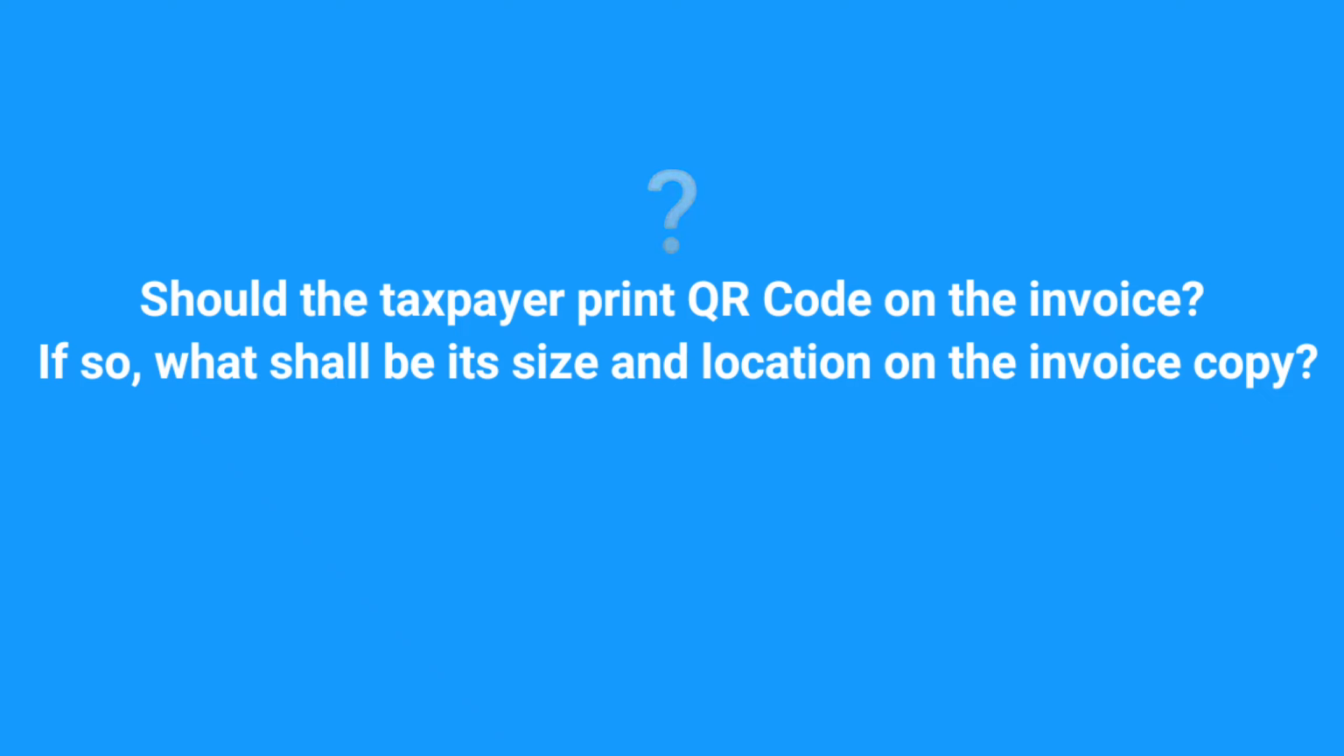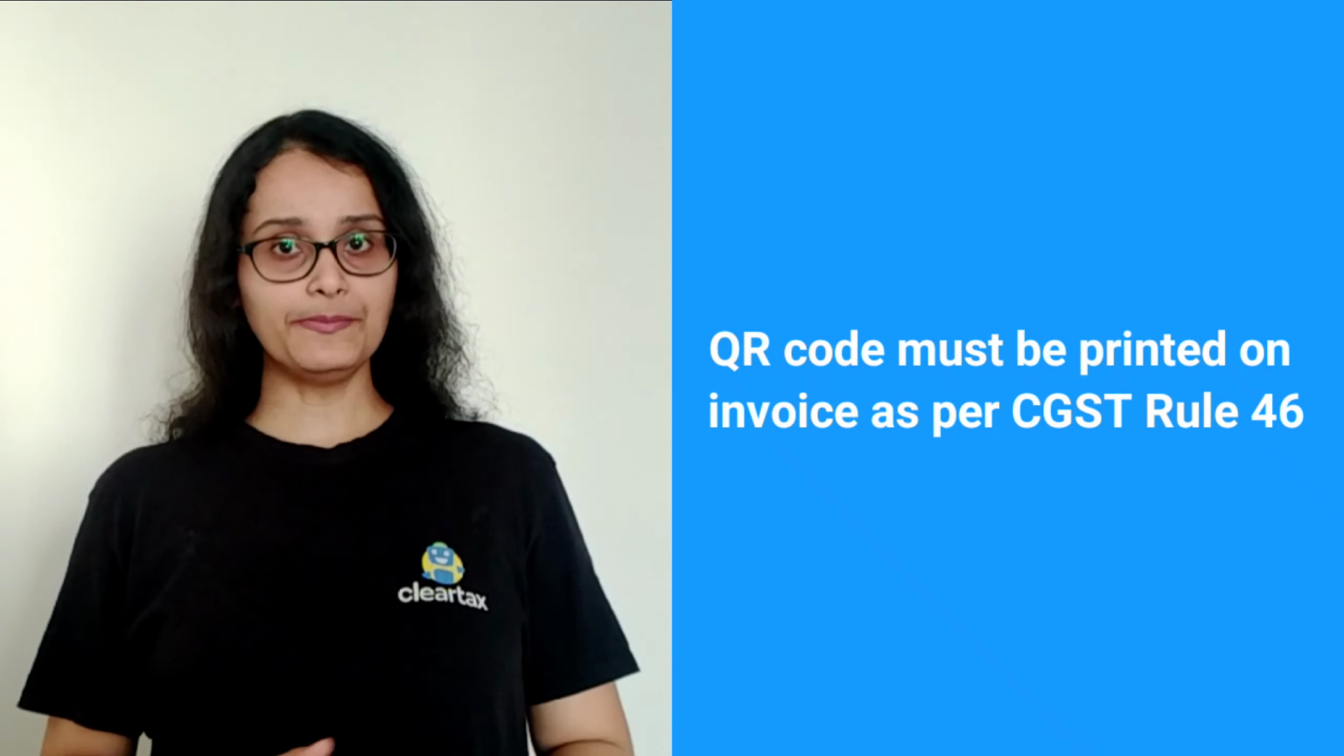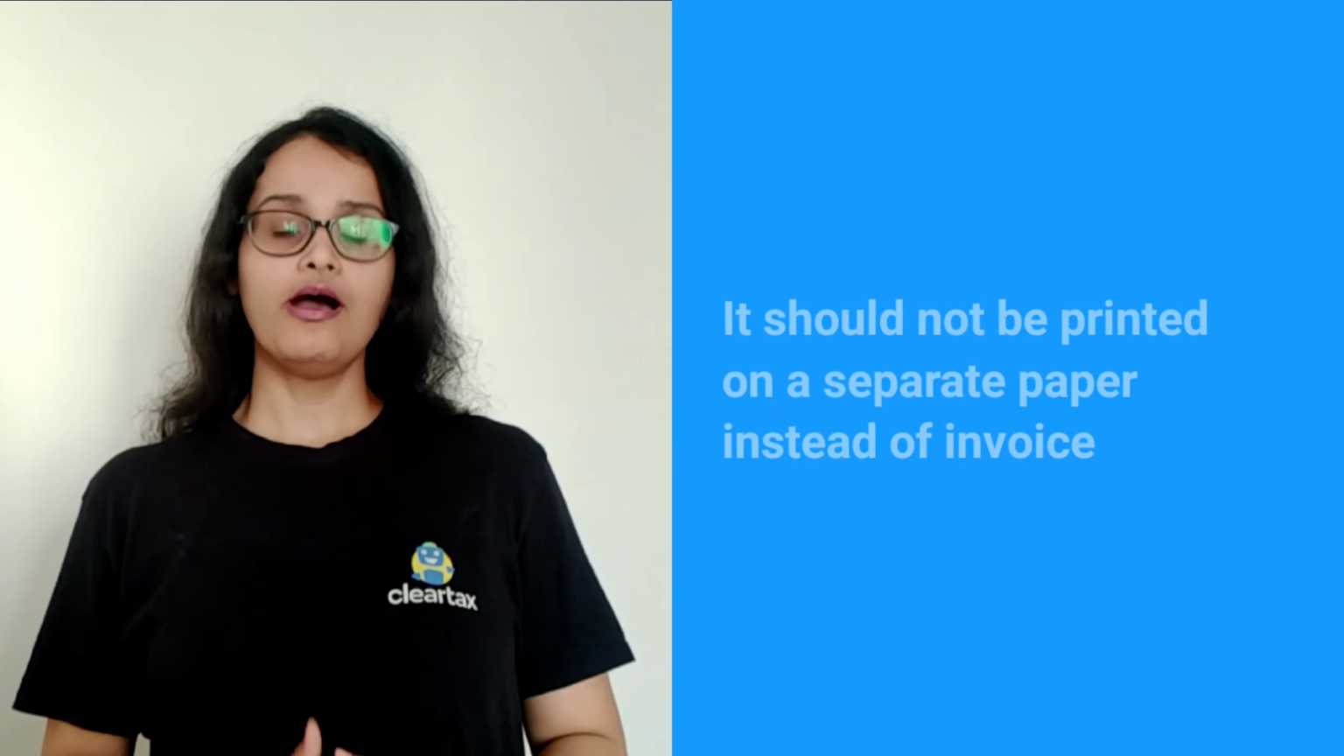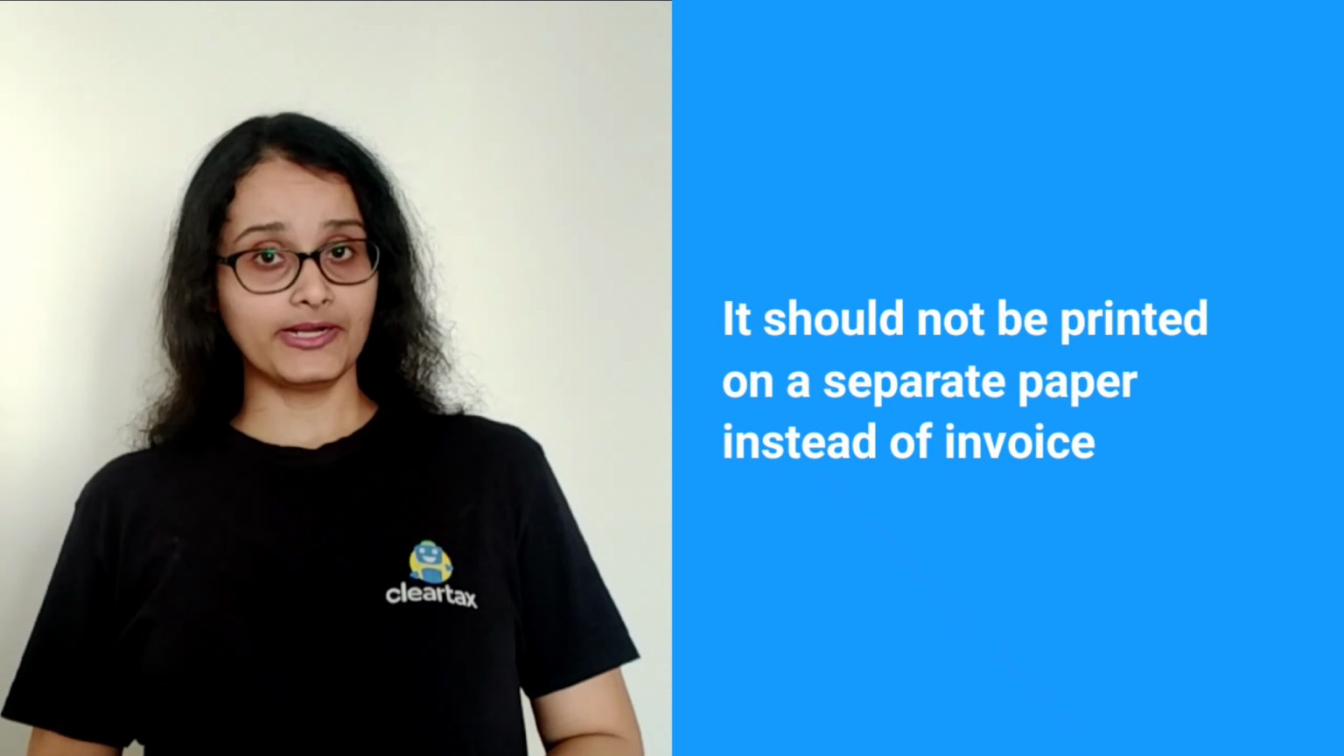Should the taxpayer print QR code on invoice? If so, what shall be the size and location on the invoice copy? Yes, the QR code also containing the IRN comes as a part of signed JSON from IRP. It must be extracted and printed on the invoice. This is one of the mandatory particulars of invoice under Rule 46 of CGST rules. However, printing of QR code on separate paper is not allowed. While the printed QR code shall be clear enough to be readable by a QR code reader, the size and its placing on invoice is up to the preference of the businesses.